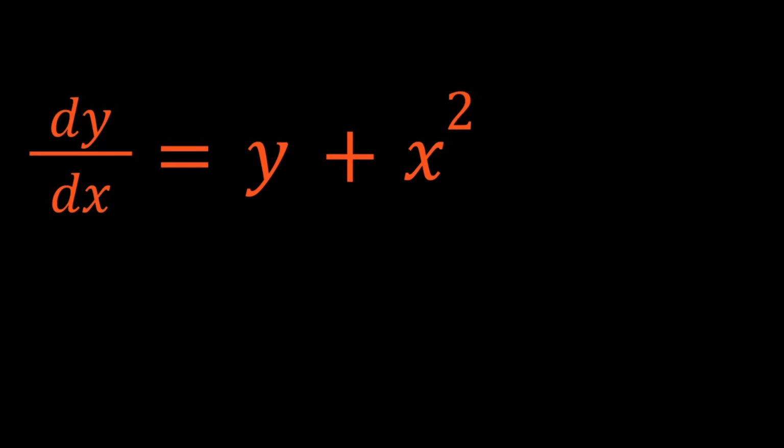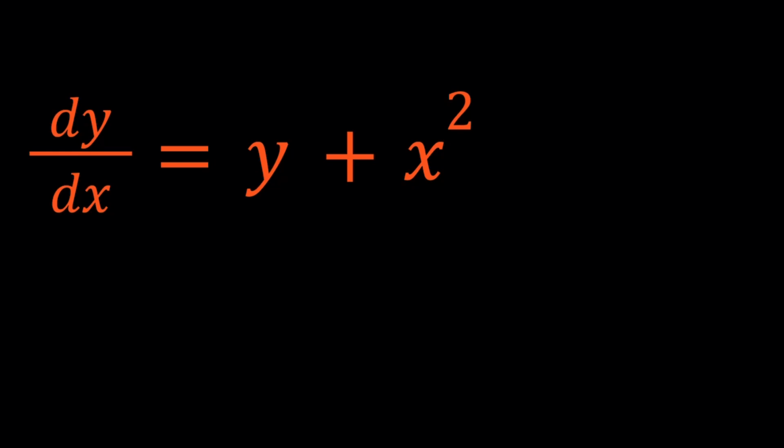Hello everyone. In this video we're going to be solving a differential equation, an easy one with some interesting properties. So we have dy over dx, which is the first derivative of y with respect to x, equals y plus x squared. I'm going to go ahead and show you the solution. We're going to be looking at different pieces and then we're going to put it together, and at the end I'm going to show you what Wolfram Alpha gives us.